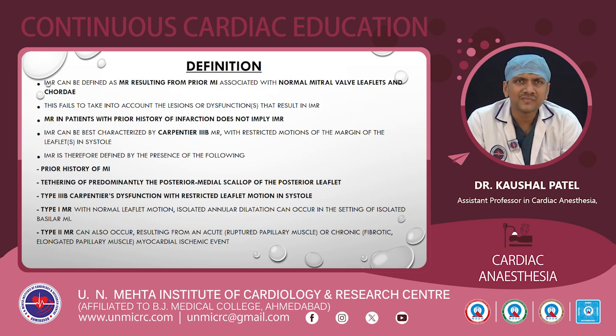Ischemic mitral regurgitation is therefore defined by the presence of the following: a prior history of MI, and tethering of predominantly the posteromedial scallops of the posterior leaflet, Carpenter type 3B dysfunction with restricted leaflet motion in systole. Type 1 mitral regurgitation with normal leaflet motion, isolated annular dilation, can occur in the setting of an isolated basilar MI. And type 2 mitral regurgitation can also occur, resulting from an acute ruptured papillary muscle, or a chronic fibrotic elongated papillary muscle, that is, a myocardial ischemic event.